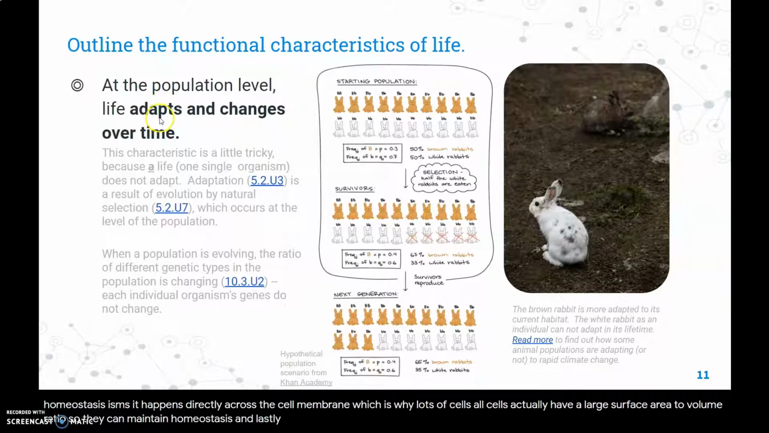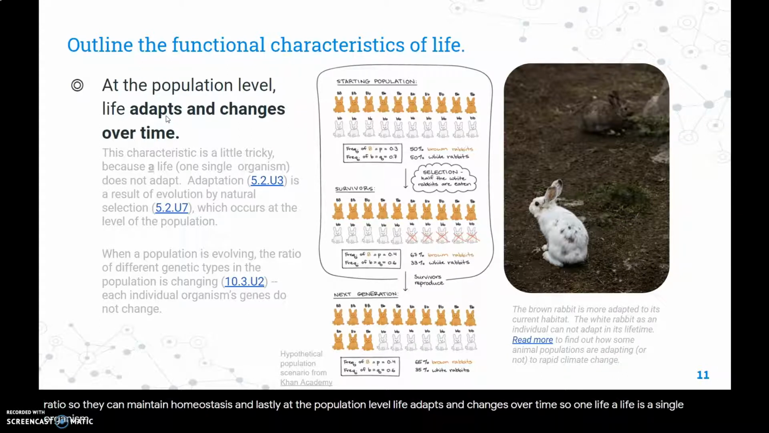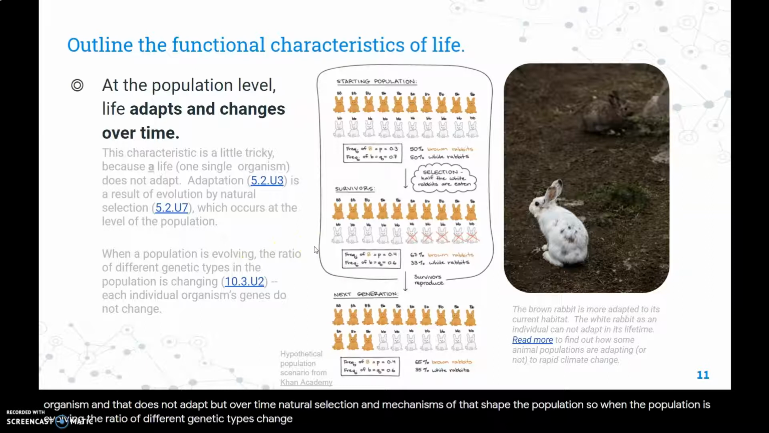And lastly, at the population level, life adapts and changes over time. A single organism does not adapt. But over time, natural selection and other mechanisms shape the population. When a population is evolving, the ratio of different genetic types changes, not the genes of a single individual organism.